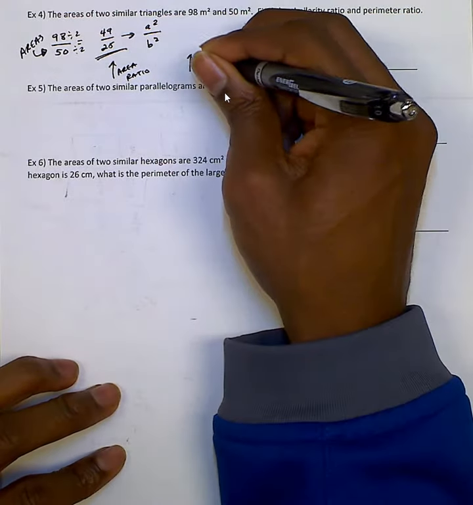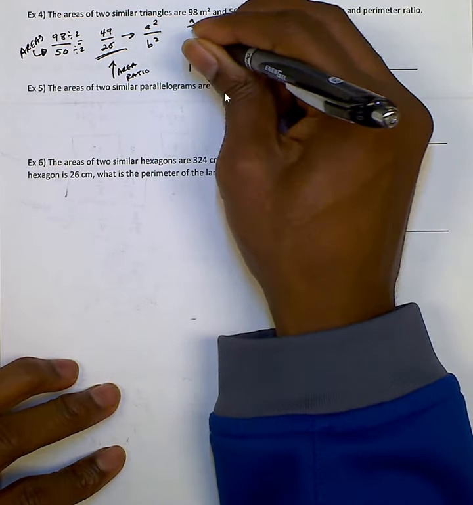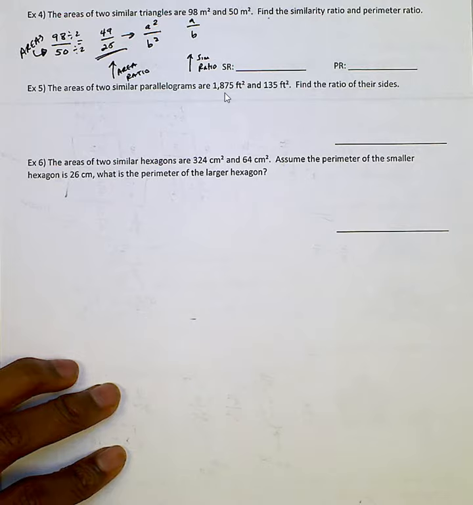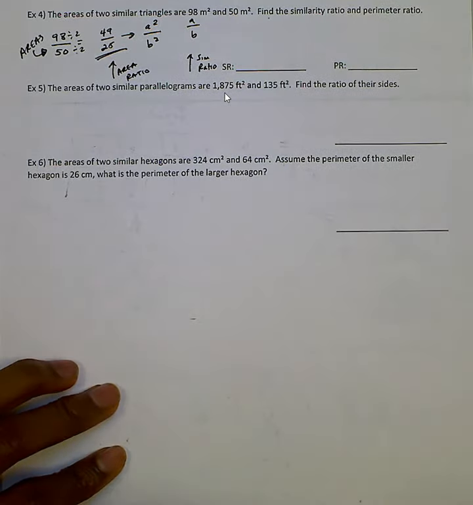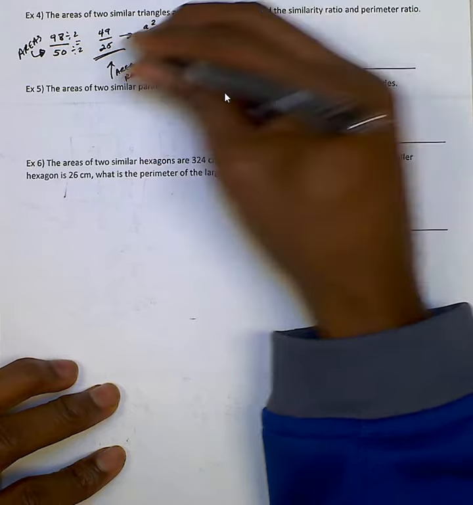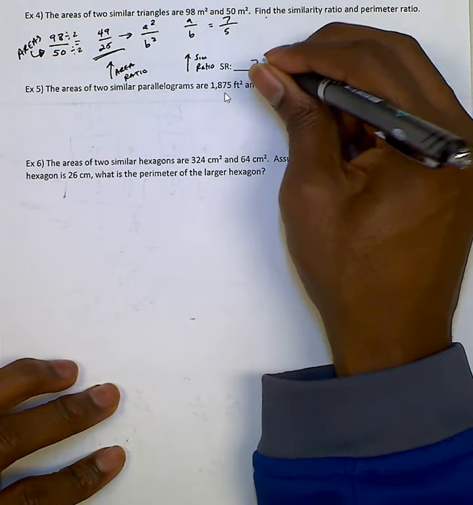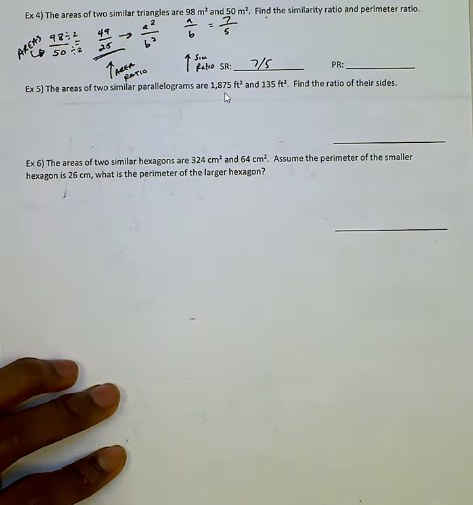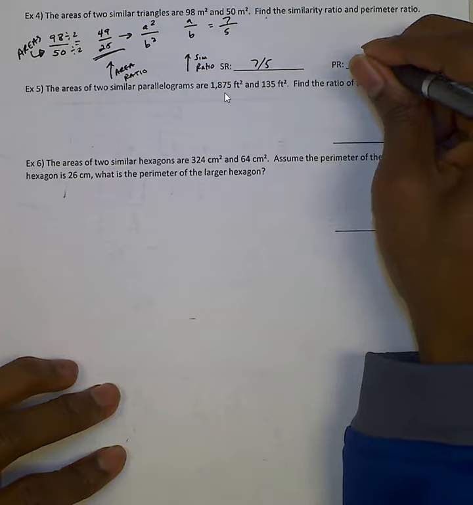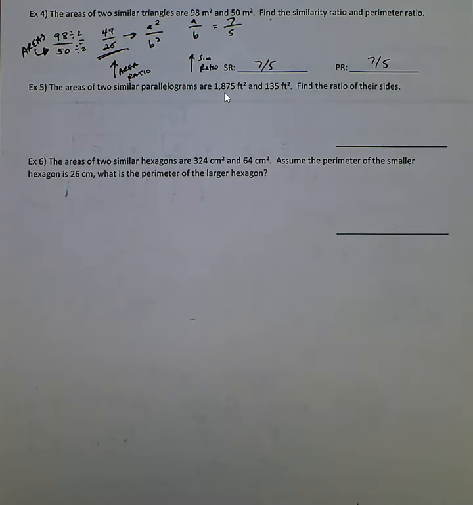My similarity ratio, remember, will be a over b. So I need to take the square root. To get from a squared to a, I need to take the square root. Square root of 49, 7. Square root of 25, 5. My similarity ratio, 7 over 5. My perimeter ratio, the same, 7 over 5. No extra work there. Similarity ratio and perimeter ratio are the same.